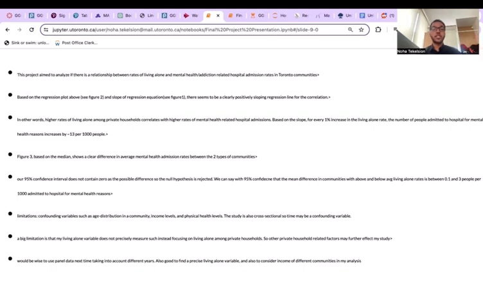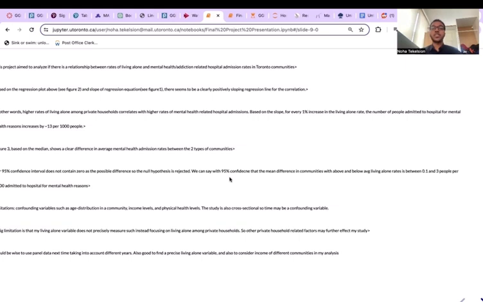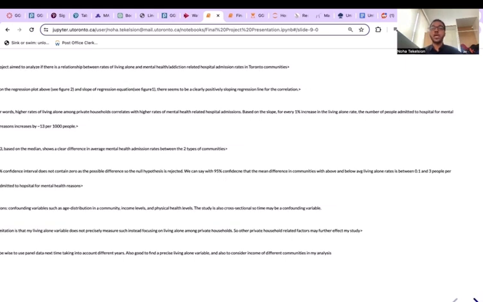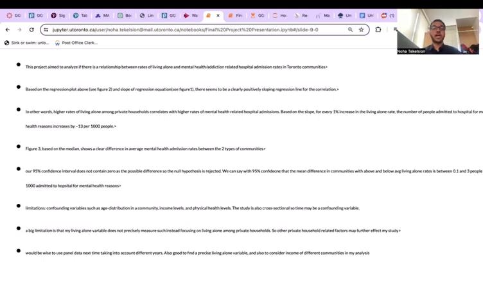So figure 3, based on the median, shows a clear difference in average mental health admission rates between the two types of communities I created, above average living alone rate and below average living alone rate. Our 95% confidence interval does not contain 0 as the possible difference, so the null hypothesis is rejected. We can say with 95% confidence that the mean difference in communities with above and below average living alone rates is between 0.1 and 3 people per 1,000 admitted to hospital for mental health reasons.